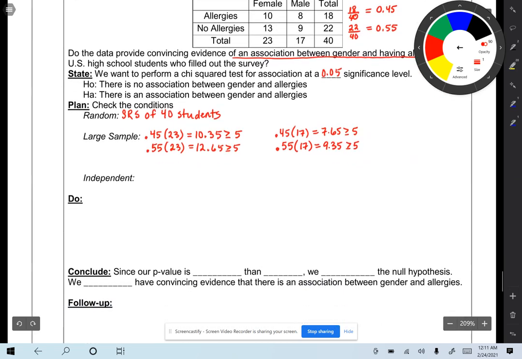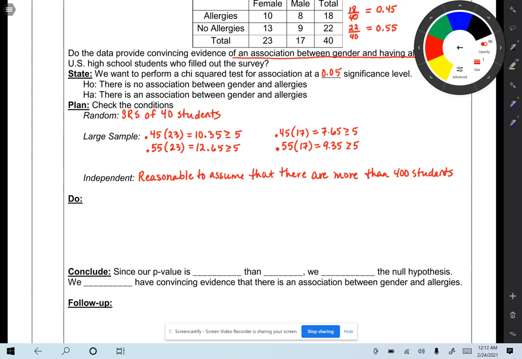Okay, and for the independence condition, it is reasonable to assume that there are more than 400 students. And the do portion. And again, you can definitely use your calculator to help you get that large sample.